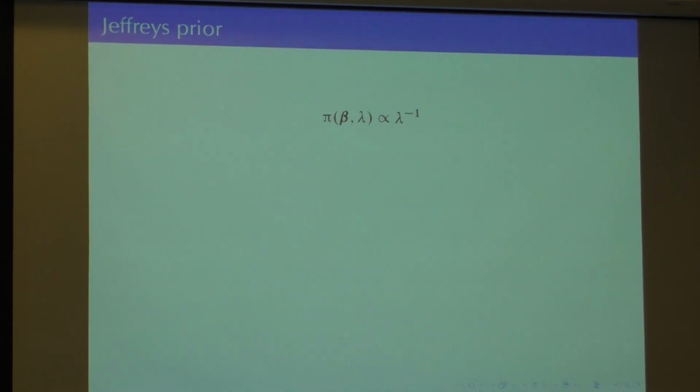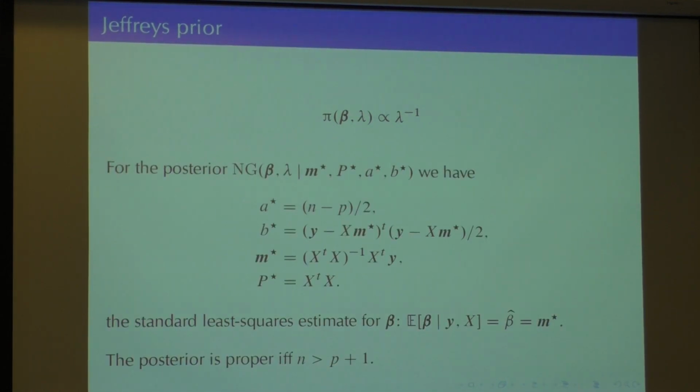Okay. What happens with Jeffreys prior? The same thing will happen. Obviously, this is a special case of the general case. You will end up with a normal gamma distribution, and you can prove that from there. And now the parameters will not depend on the prior because we don't have any prior parameters. But the posterior mean will be the MLE.